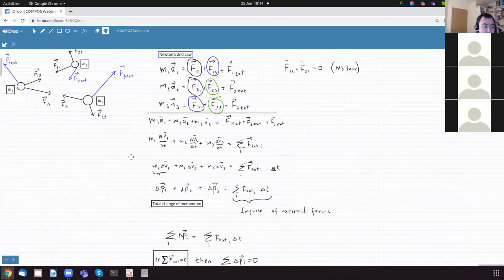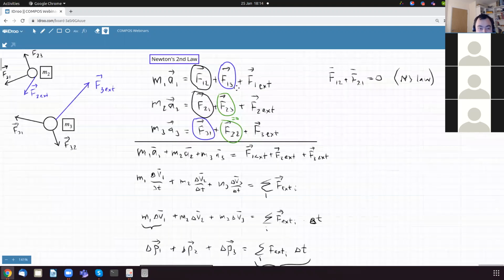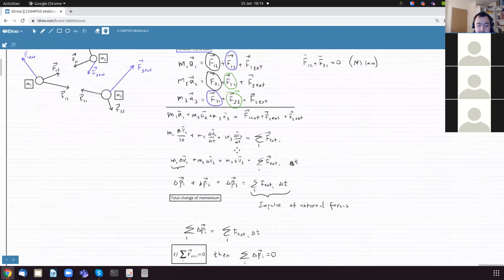This can be extended to n objects, where n is any number, just adding more terms to it. The proof for n objects is given in the assignment, but this is how it is done for three.